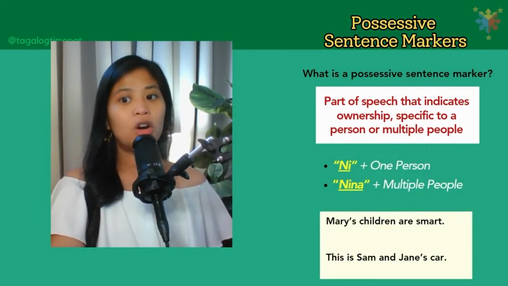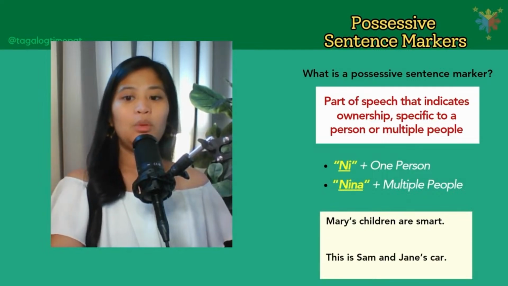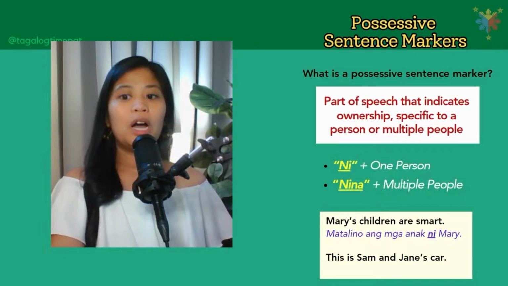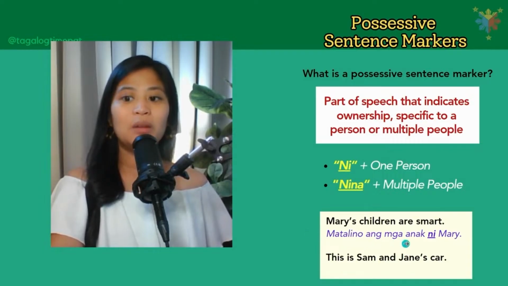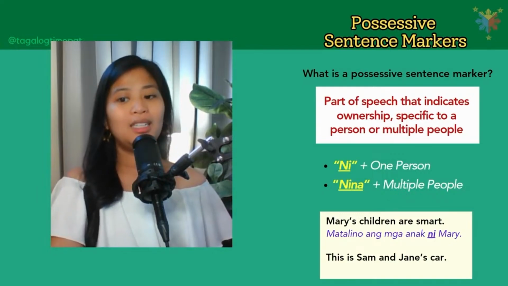Mary's children are smart. So it's just one person. It's Mary. It would be matalino ang mga anak ni Mary. So this is the same sentence structure. It's the adjective, then it's the word ang, then it's the object. And instead of a pronoun, now we're adding someone's name. And in order to do that, we have to use this possessive sentence marker, ni, because it's just one person. Matalino ang mga anak ni Mary.